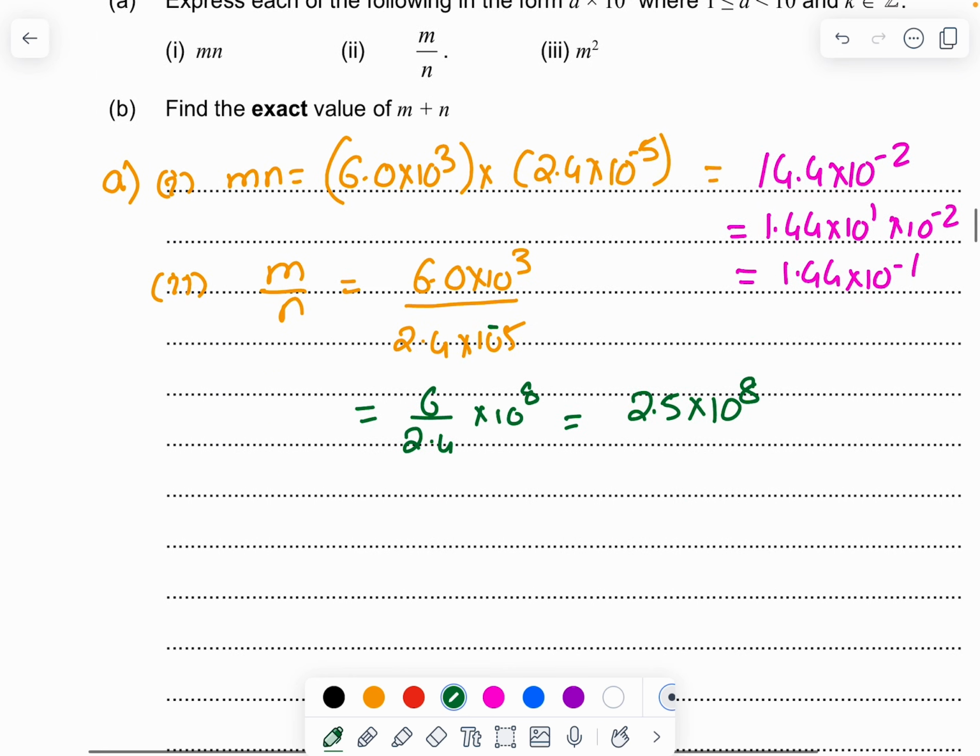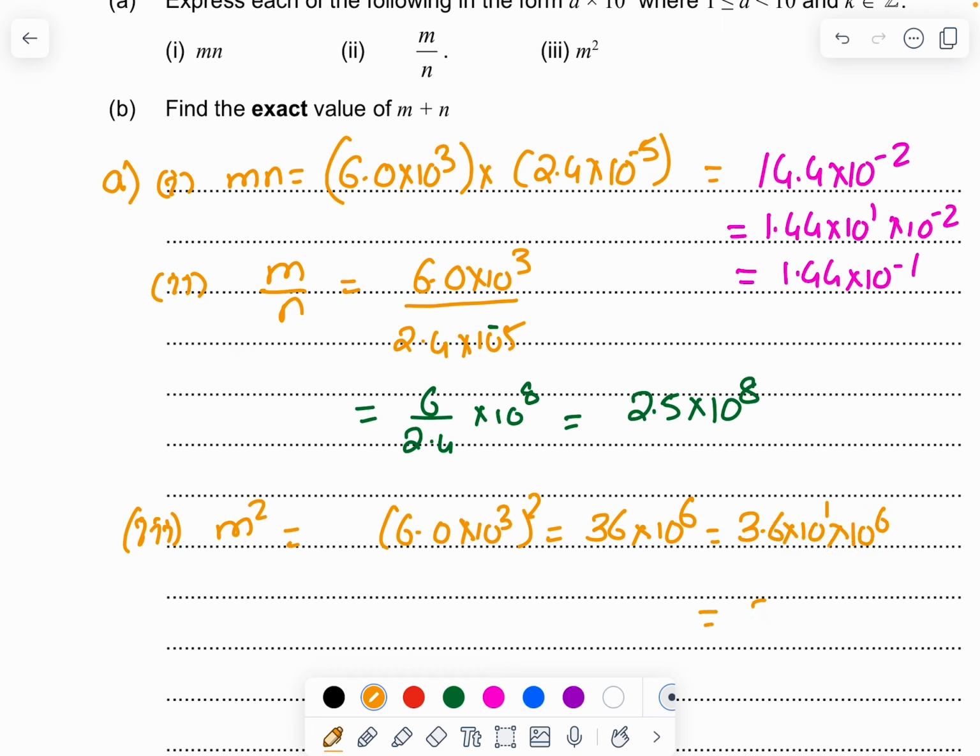M square. Part 3 is asking m square. So m is 6.0 times 10 power 3 whole square, which is 36 times 10 power 6, which is 3.6 times 10 power 1 times 10 power 6. So what is that answer? 3.6 times 10 power 7.